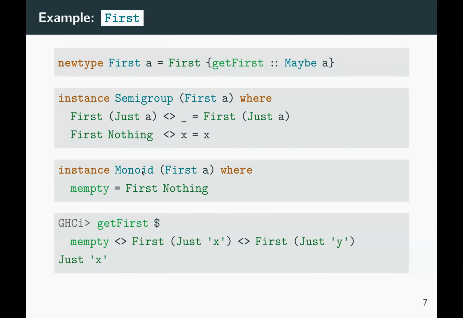And this is indeed also a monoid, where the monoid neutral element, the mempty, is Nothing. Because as you can easily see, Just a diamond Nothing is Just a, and Nothing diamond Nothing is Nothing, so that doesn't change anything. And if you have it on the left, then this rule immediately shows that Nothing is a neutral element, or First Nothing, I should say. Right. So here's an example. We can try it out.